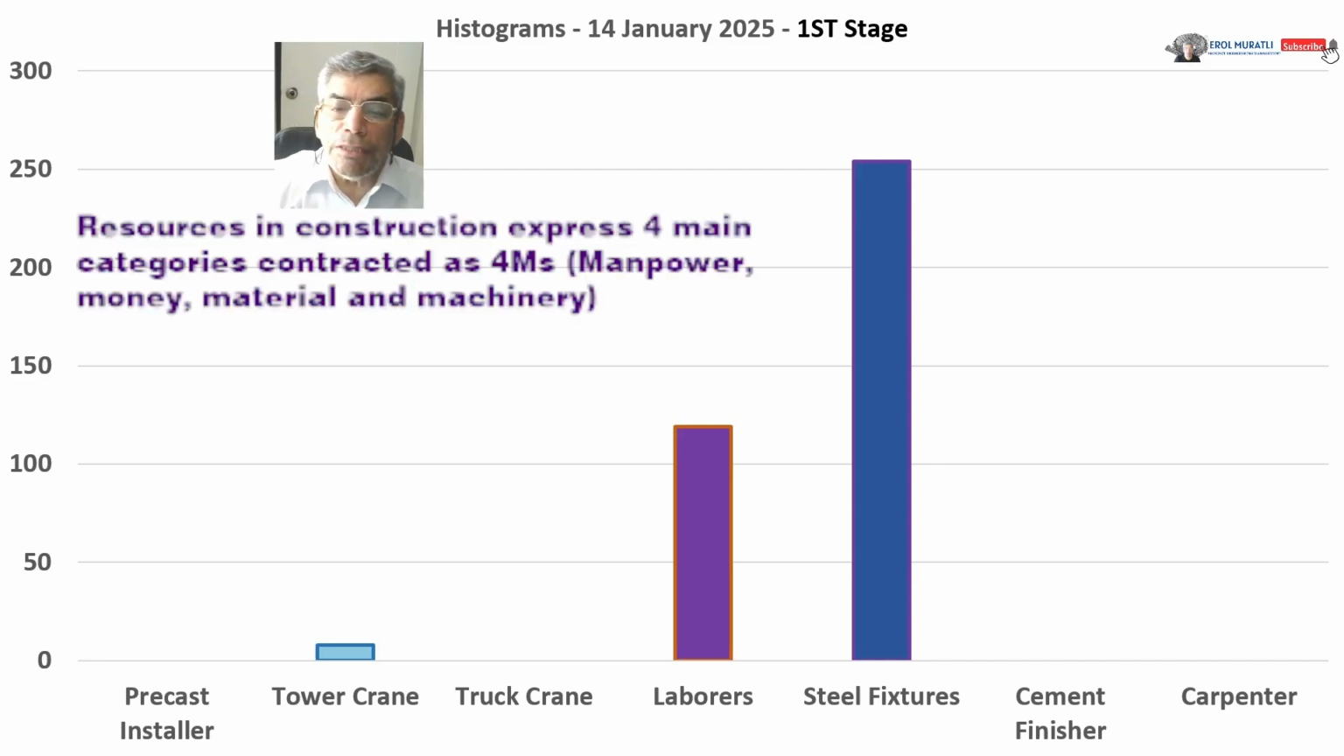Resources in construction are expressed in four main categories, contracted as the four Ms: manpower, money, material, and machinery.